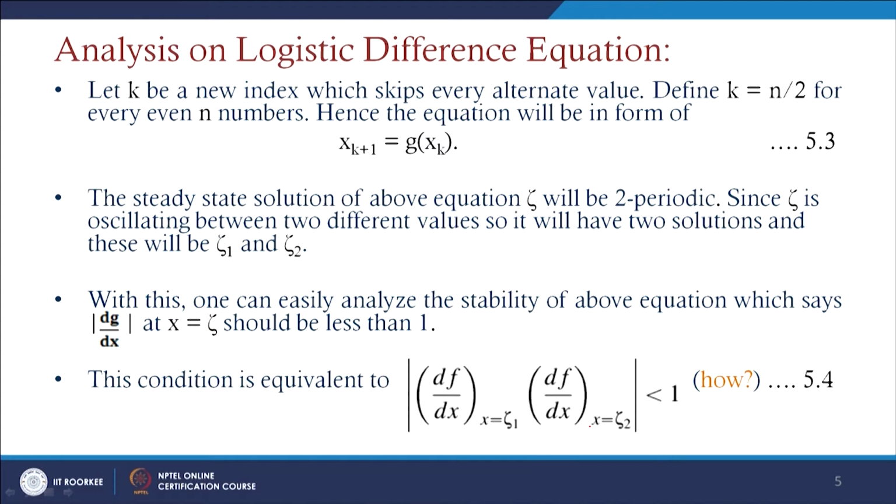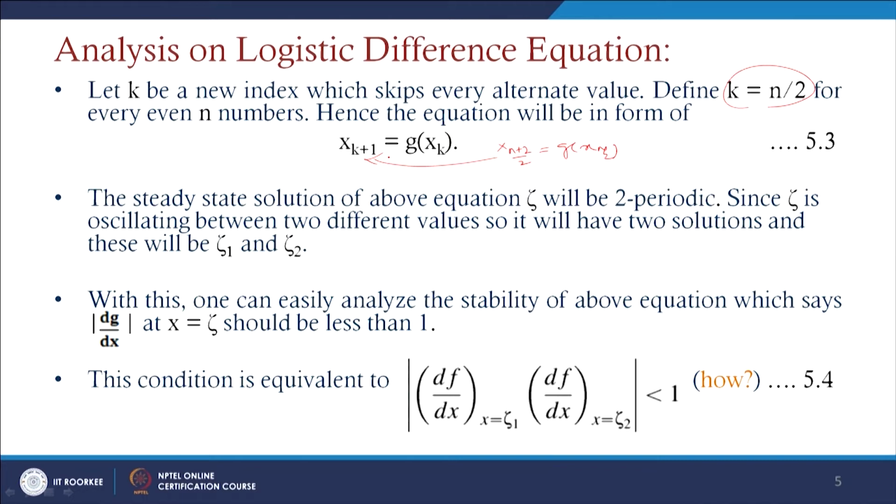Let us substitute a new index k which skips every alternate value. This means we define k equals n by 2 for every even n. Then we can write the substituted value as n plus 2 by 2, which is g of x of n by 2, but we are considering only the even numbers here. So, in complete form we write x k plus 1 equals g of x k.